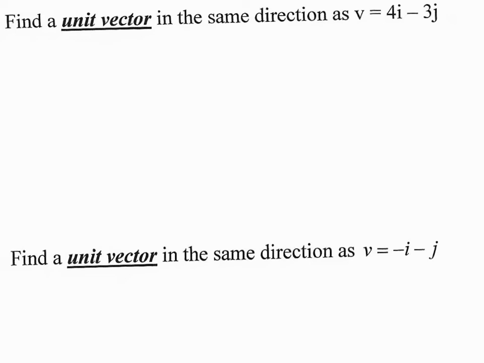Now, as I said earlier, this section's a lot of vocab, so the next thing we're going to talk about is the unit vector, or the vector with magnitude 1, meaning the hypotenuse is 1, in the same direction as whatever vector I give you.